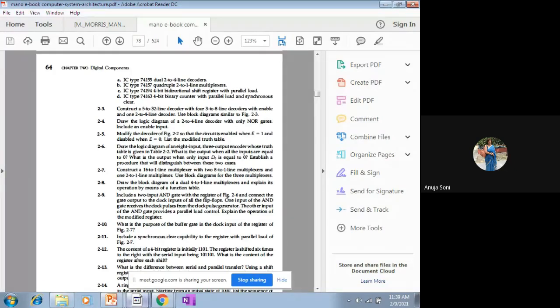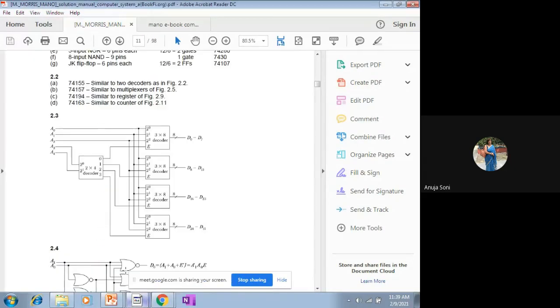Construct a 5 to 32 line decoder. This way it is going to work as the 5 to 32 line decoder. Three input lines are connected with the input lines of all these 3 to 8 decoders, and the remaining 2 lines go into the input lines of a 2 to 4 decoder, that ultimately will generate the 4 output values.